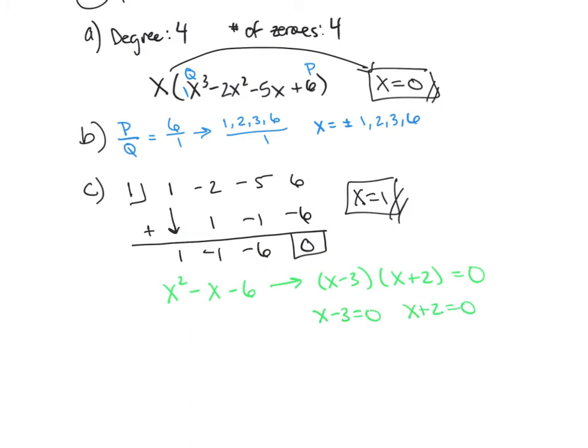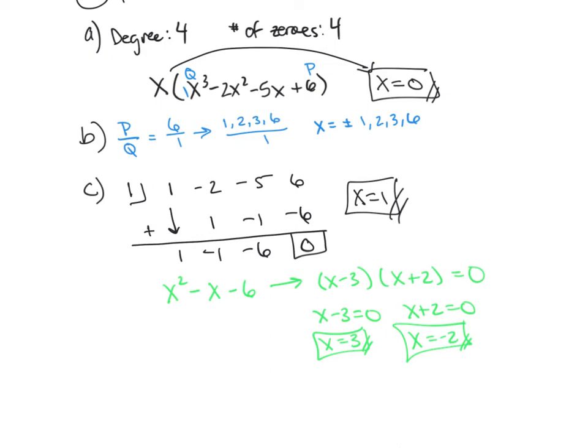So on our left side, I'm going to add 3 to both sides, and get x is equal to 3. On my right side, I'm going to subtract 2 from both sides and get x is equal to negative 2. And just like we thought, when we have all of our zeros, we should have 4 zeros, we have 1, 2, 3, 4 zeros.